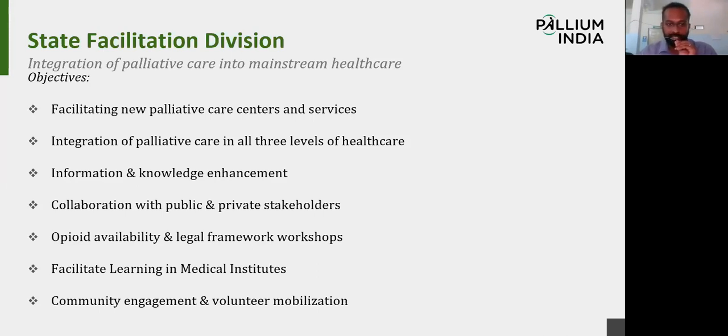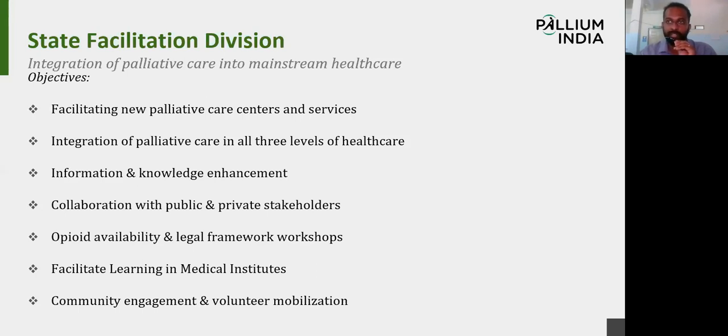So we facilitate new palliative care centers and services, and the integration of palliative care in all three levels of healthcare, from primary to secondary to tertiary, whether it's a primary health center, a district hospital, or an advanced multi-super specialty hospital. Then information and knowledge enhancement. One of the major challenges we face in the palliative care domain as state facilitators is the lack of information, or incomplete information and misinformation among the public. So disseminating authentic information on palliative care is one of the core objectives of the State Facilitation Division.